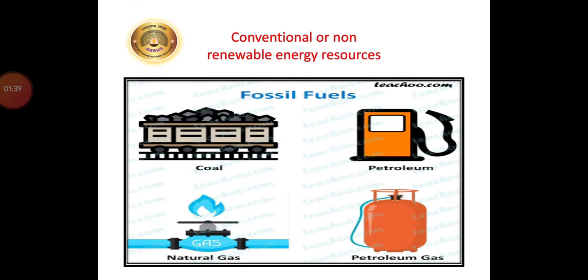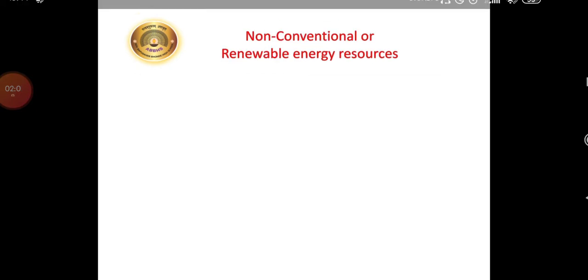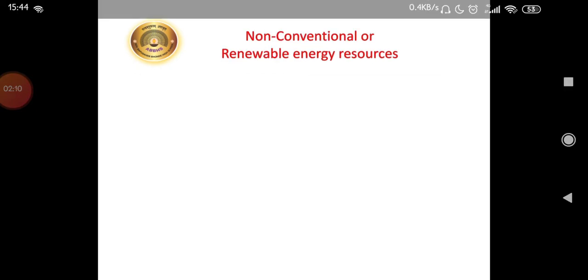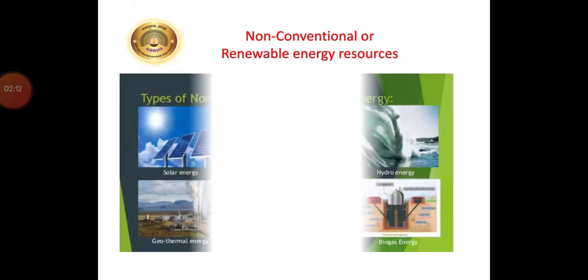The resources which man has used for a long time are called conventional energy resources. These resources are limited. We cannot replenish these resources. For example, fossil fuels such as coal, petrol, natural gas and petroleum gas, etc. Observe this picture. These are conventional energy resources. Now we will learn about non-conventional or renewable energy resources.